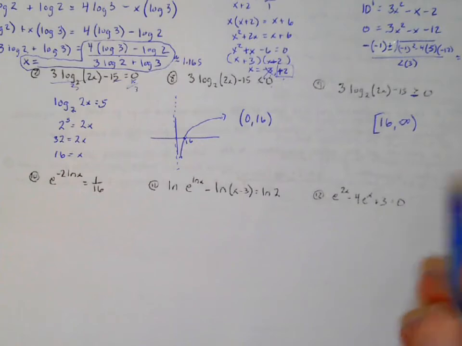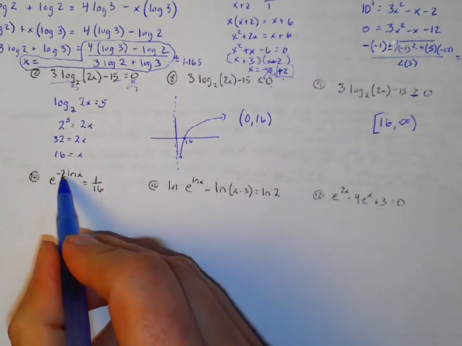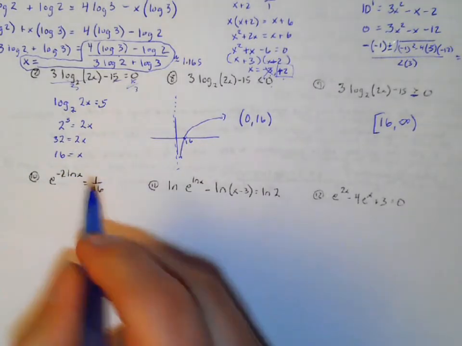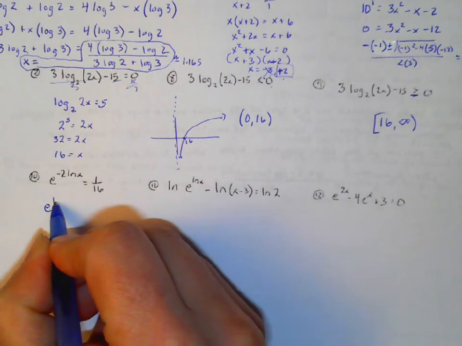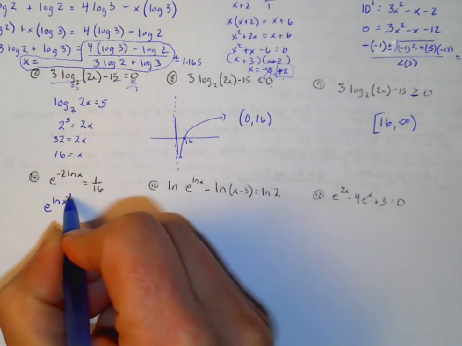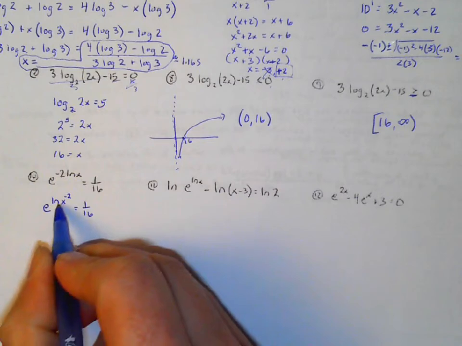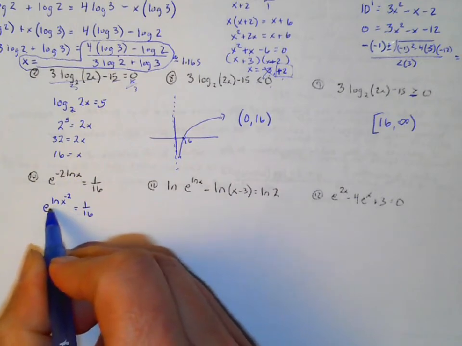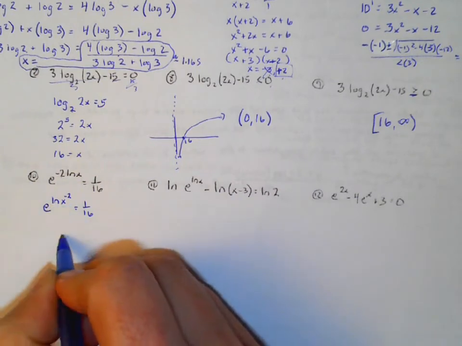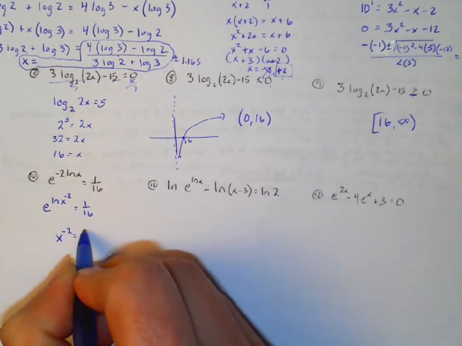Okay, number 10. I'm going to use the power rule to bring that up top there. So this is the same as e to the ln x to the negative 2. Remember, e and natural log are inverses of each other, so those kind of cancel each other out. So I have x to the negative 2 is equal to 1 over 16.